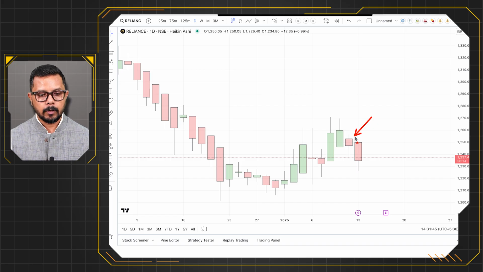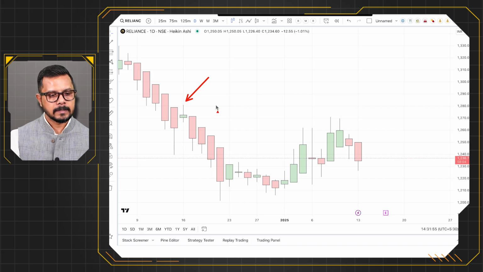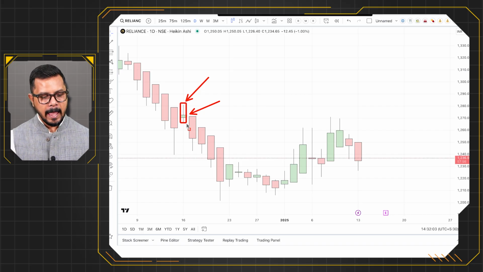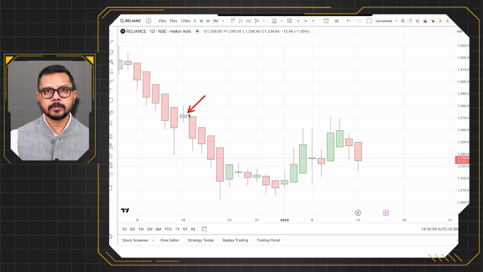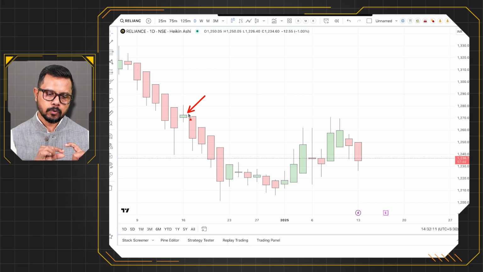So, I will not go too deep into this because it will make this video too long. Long story short, as small as possible. As short as possible should be the size of the entire Heikin Ashi. As small as possible should be the size of the body. Jitna chota Heikin Ashi ka candle or jitna chota uska body, better it is.